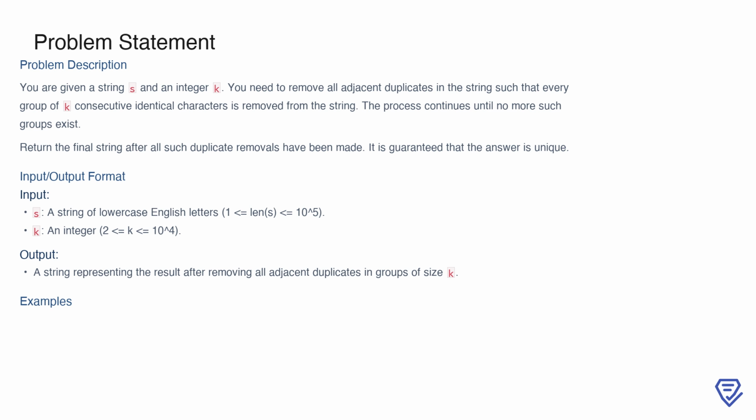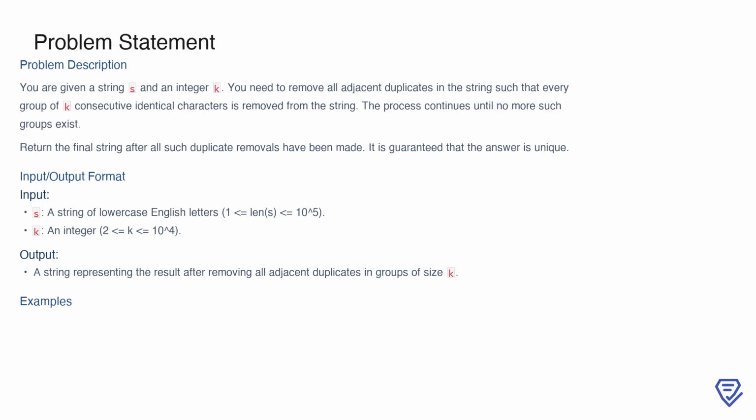In this problem, you're given a string s composed of lowercase English letters and an integer k. The goal is to repeatedly remove groups of k adjacent, identical characters from the string. This process continues until there are no more such groups left in the string. Once all the removals are done, you return the final string as the output. The problem guarantees that the resulting string will be unique, meaning that no matter how you perform the removals, the final result will always be the same.